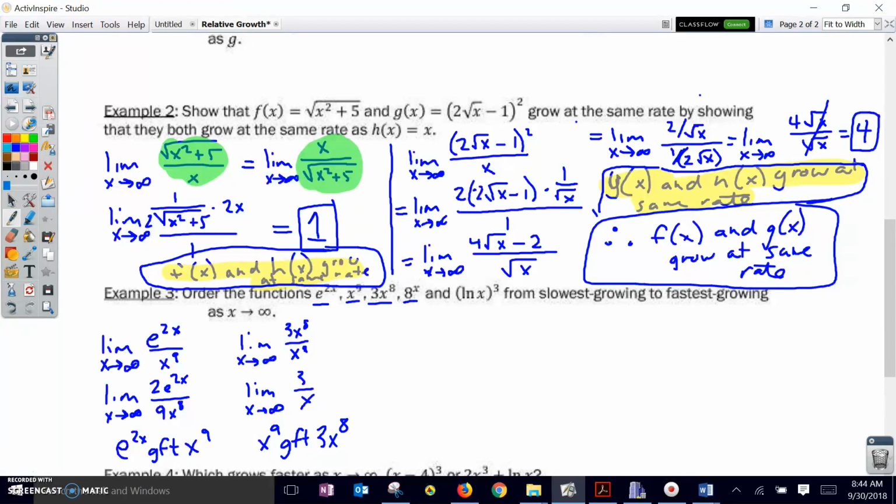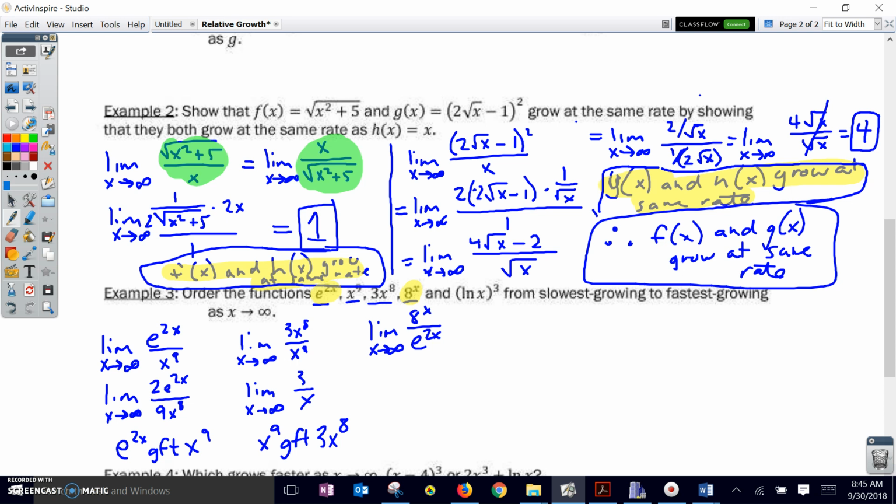I want to compare 8 to the x. Now, since that's an exponential, my first gut instinct is to compare it to e to the 2x right away and see where it fits into the hierarchy. So the limit as x goes to infinity of 8 to the x over e to the 2x. And really, e to the 2x is e squared, whatever that is. So the question becomes, is that bigger than 8 or not?